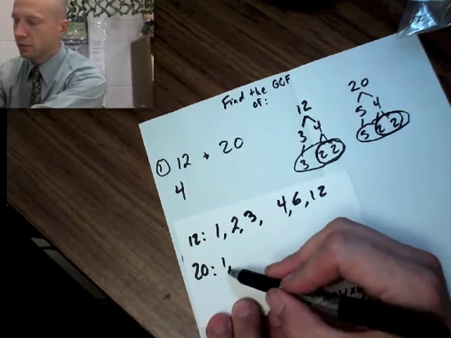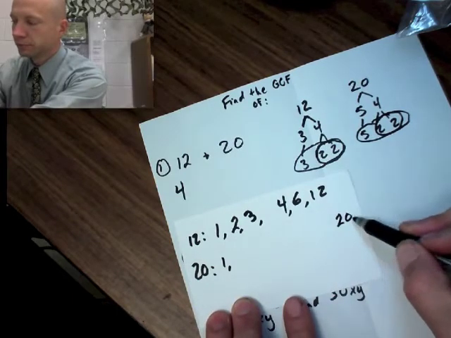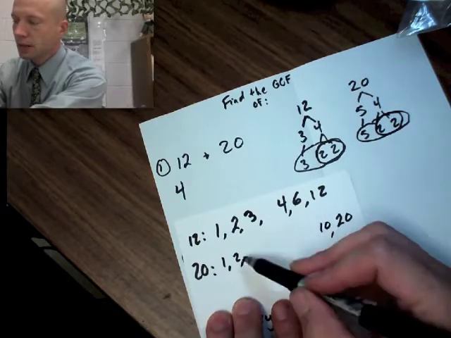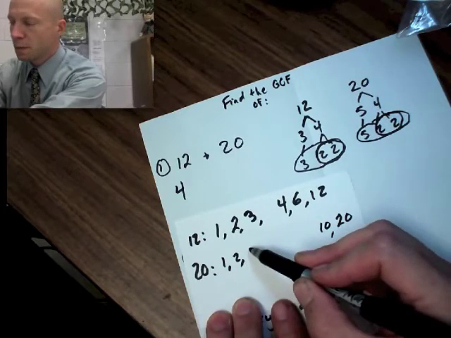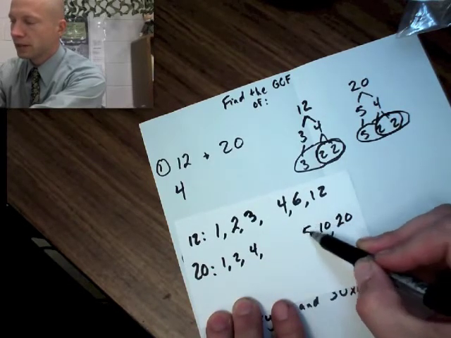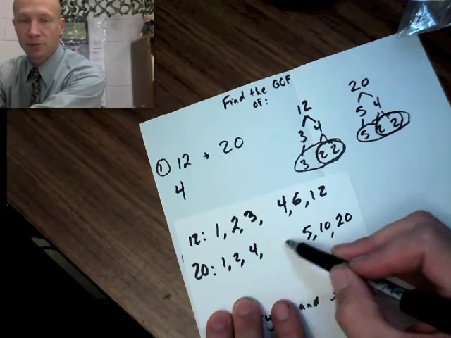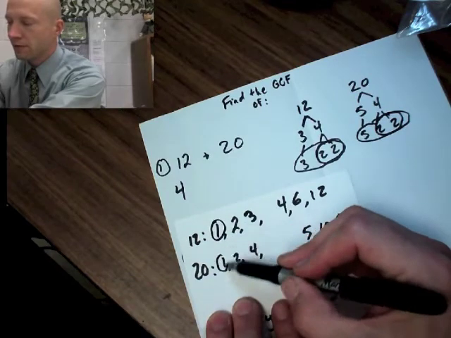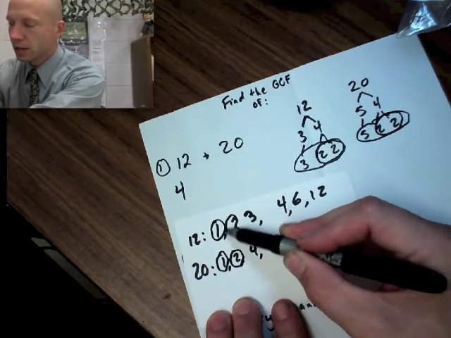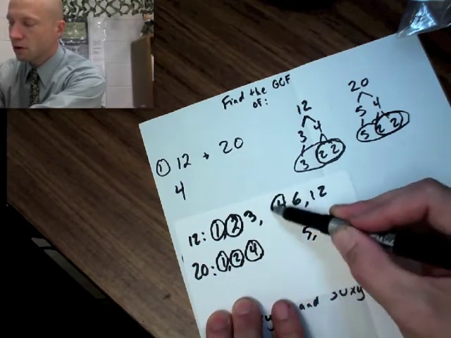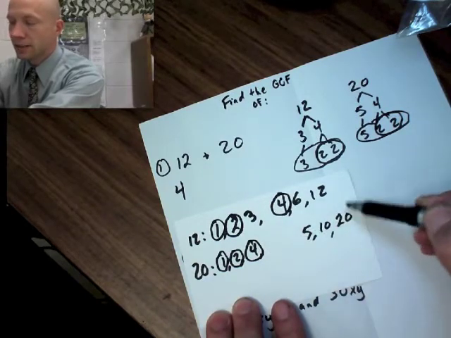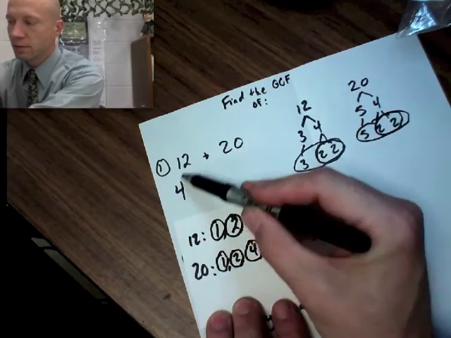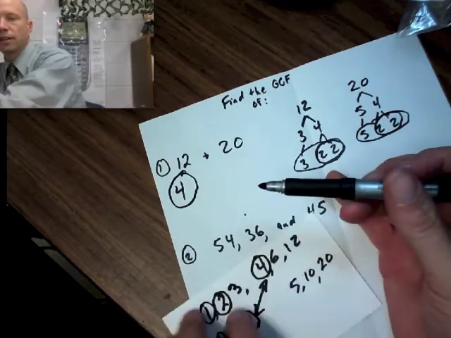I did the same for 20. 1 times 20. 2 times 10. 3 doesn't go into 20. 4 times 5. And I've met in the middle. My next number up is 5, and there it is. Well, what's the biggest number that's on both of these lists? Well, 1 and 1 are common factors. 2 and 2 are common factors. 4 and 4 are common factors. And that's it. Well, 4 is the greatest common factor. So 4 is my greatest common factor, just like I found.